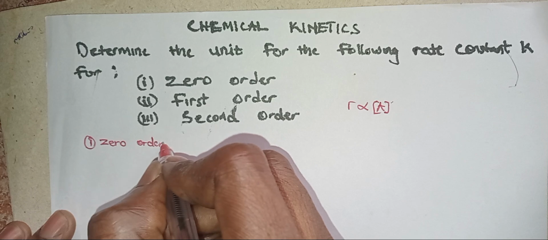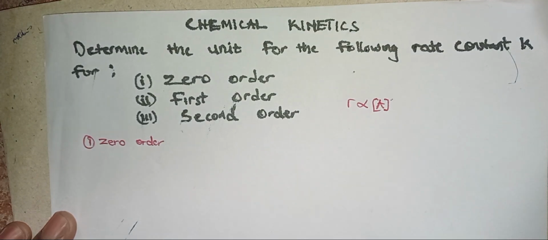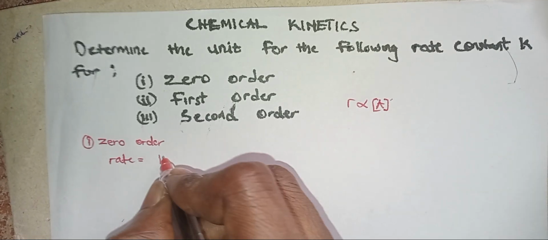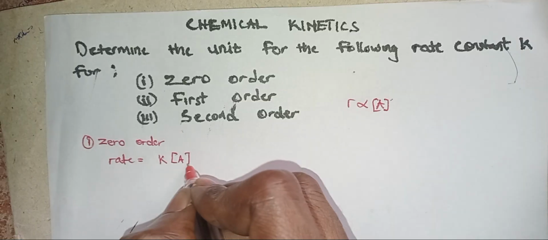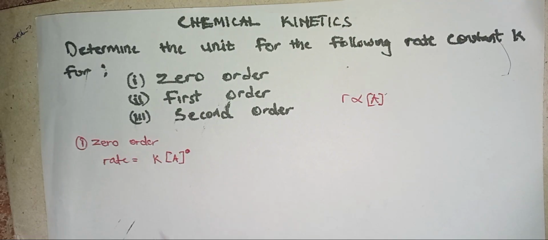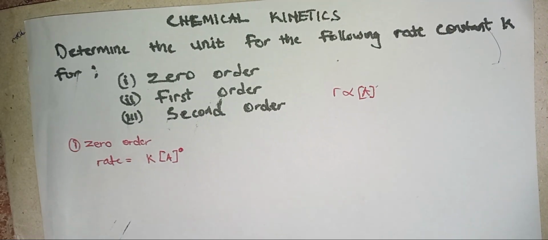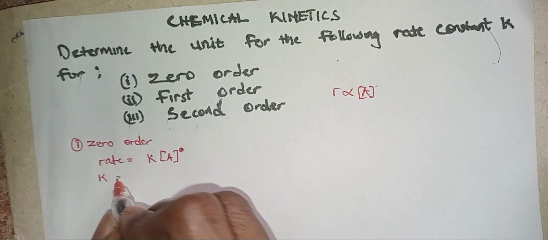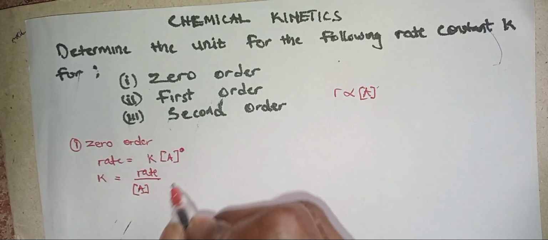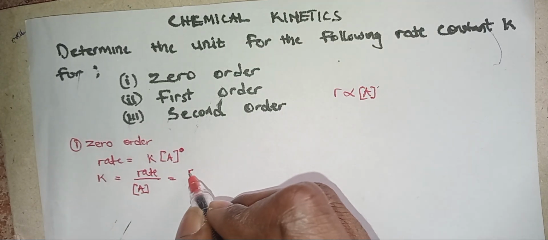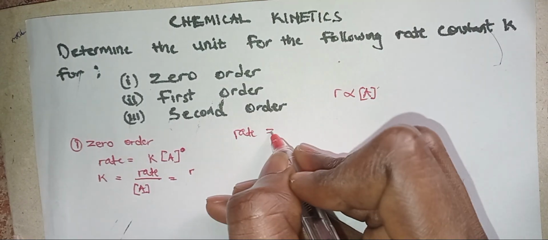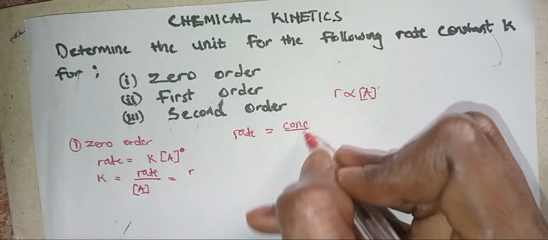zero order of reaction. If you want to prove for the zero order of reaction, you know that the rate is equal to K in bracket of A. K is the rate constant, and our concentration will be raised to the power of 0 because we want to prove for the zero order. So we are going to make K the subject of the formula. So K will be rate upon concentration. And don't forget that anything raised to the power of 0 is going to be 1. And the formula for calculating rate, normally rate is always concentration upon time.